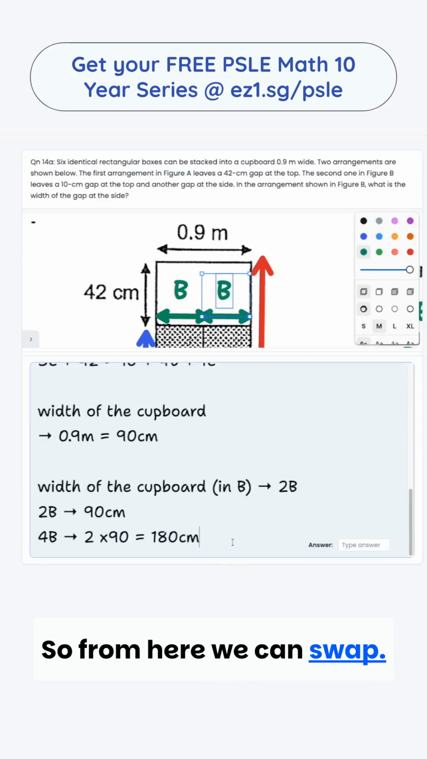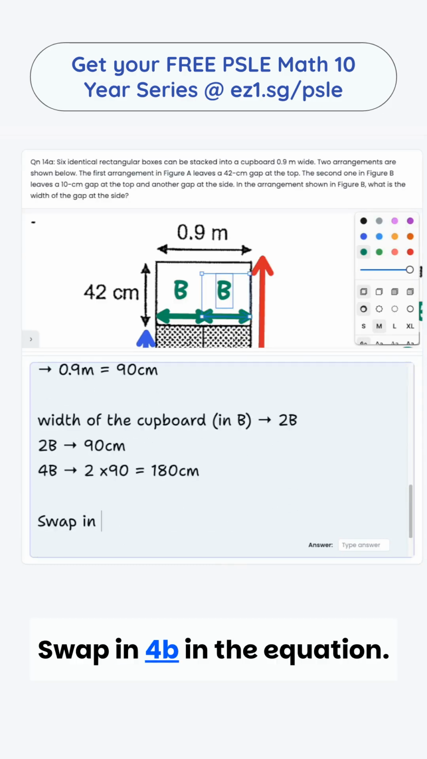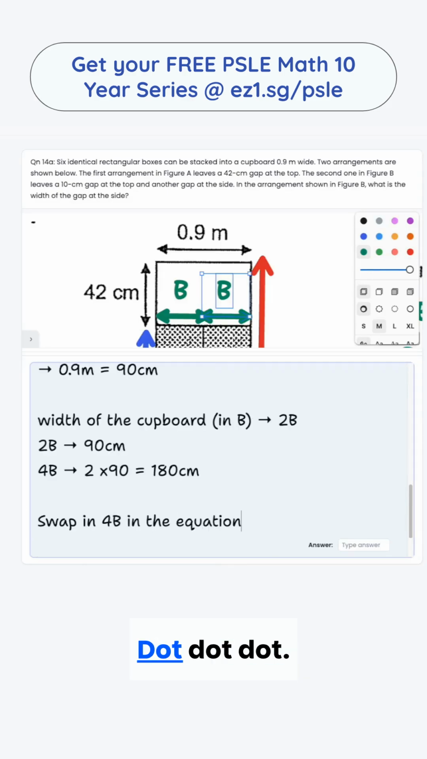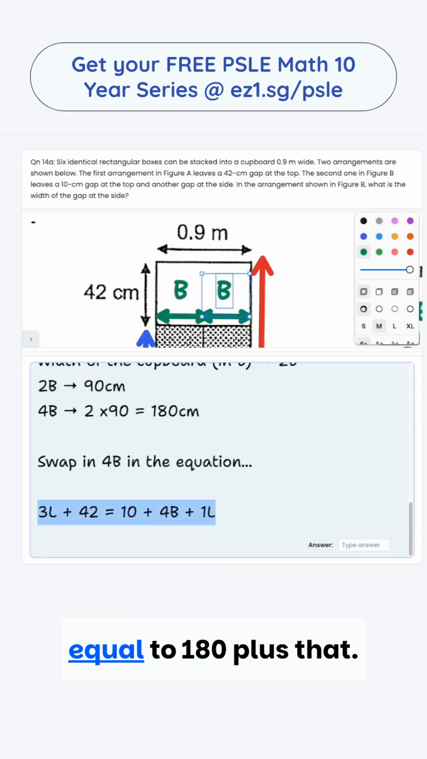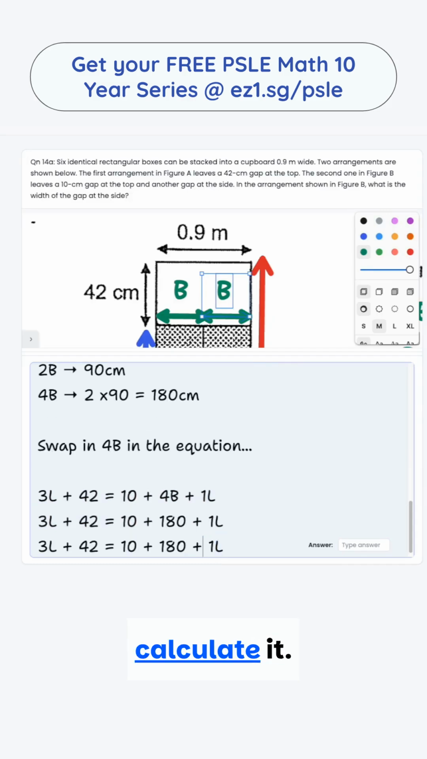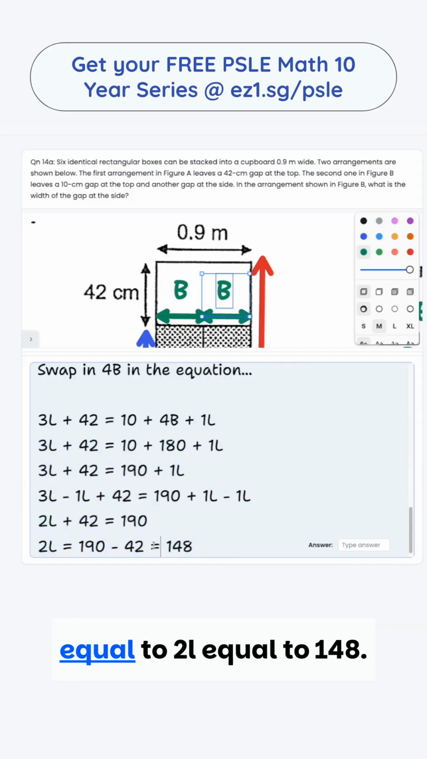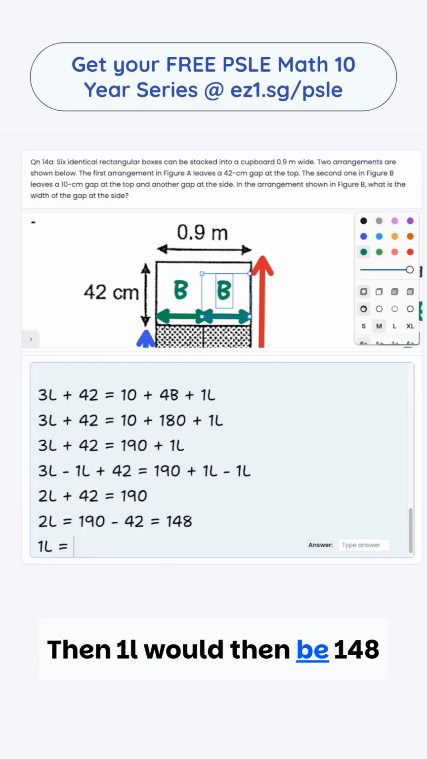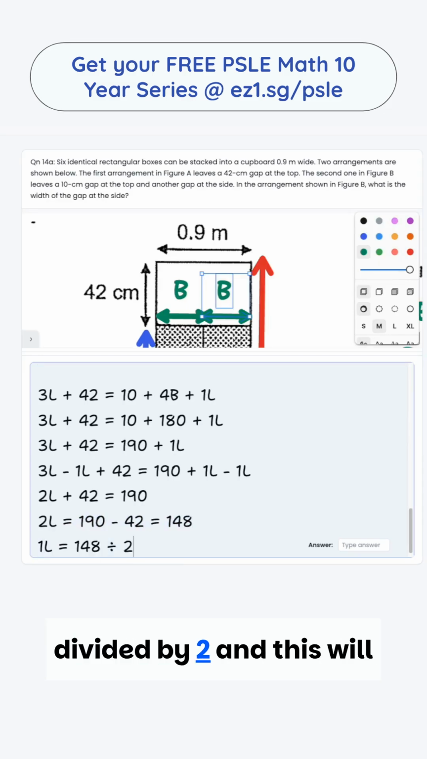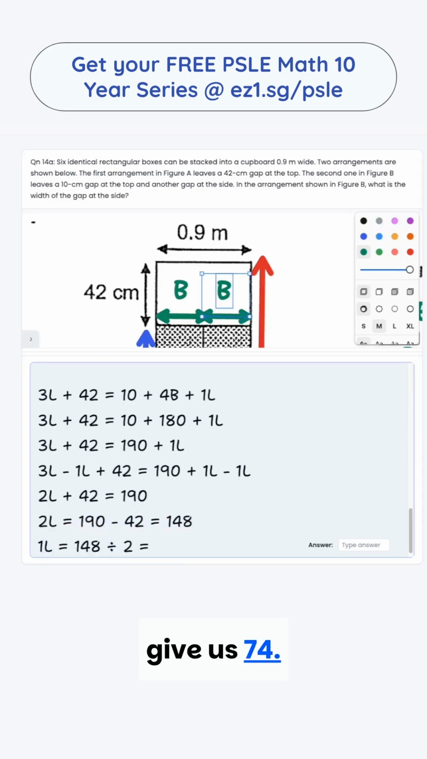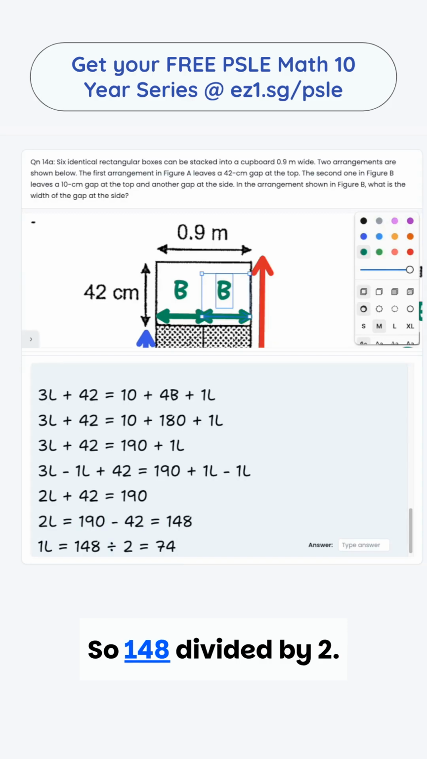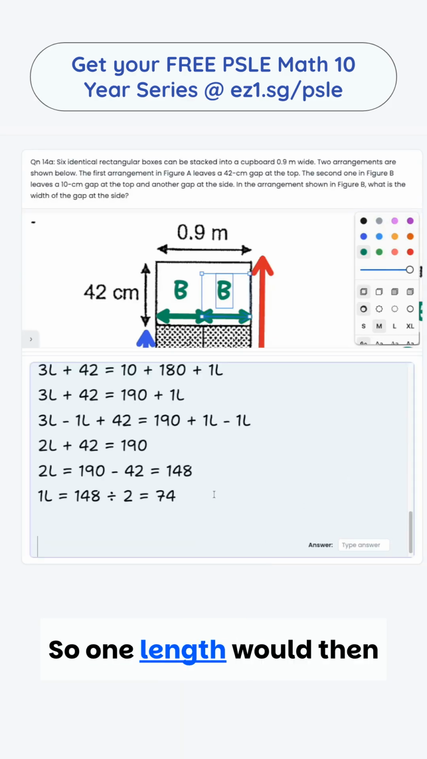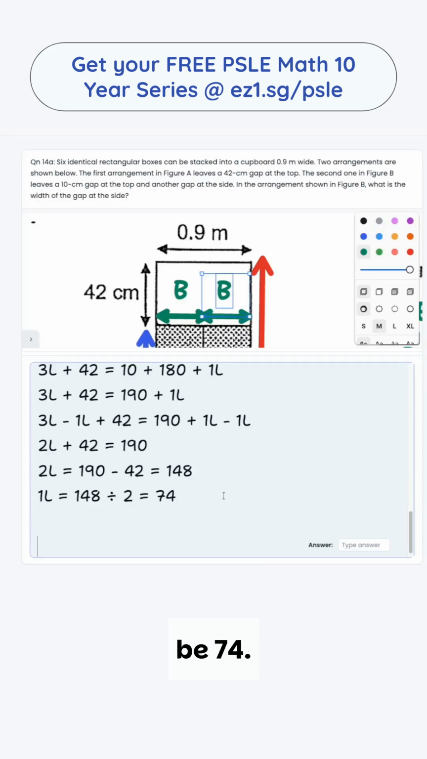So from here, we can swap in 4B in the equation. So that will be equal to 180 plus that. If we were to just calculate it, this would then be equal to 2L equal to 148. Then 1L would then be 148 divided by 2. And this will give us 74. So 148 divided by 2 gives us 74. Yes. So one length would then be 74.